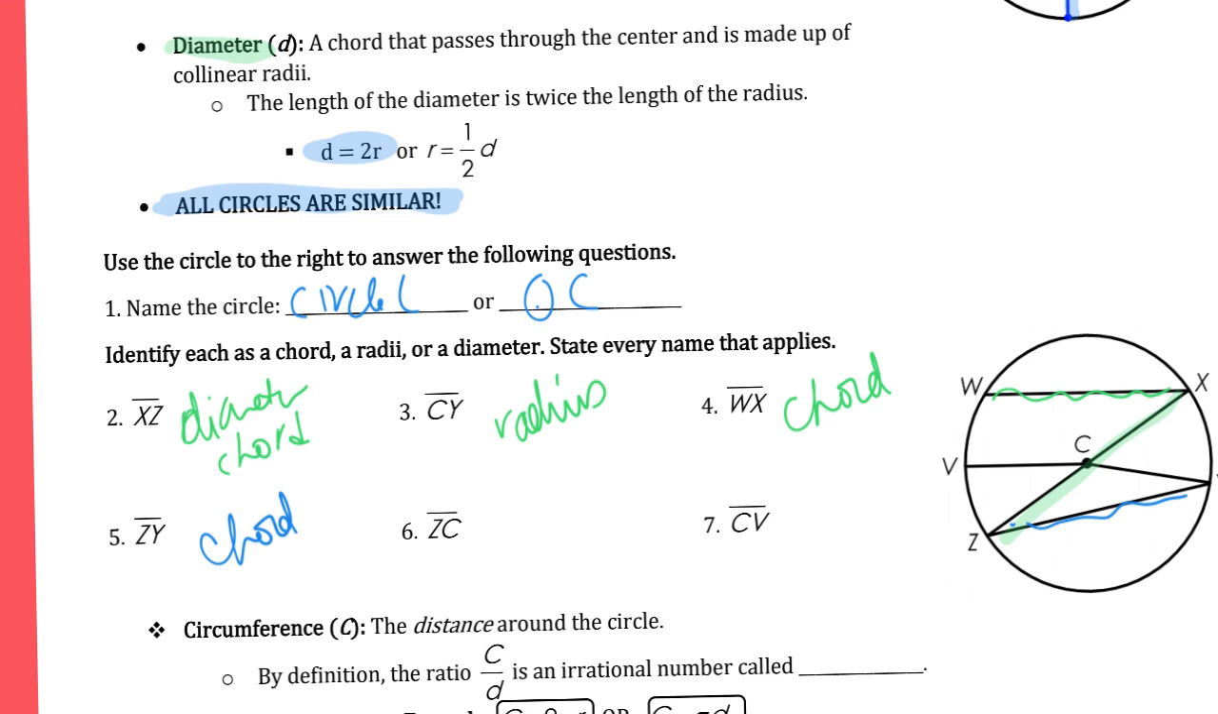ZC. Oh, look at this. It's a radius. And then CV is also a radius because they connect the center with the edge. If it connects 2 points on the circle, it's automatically a chord. If it also goes to the center, you call it a diameter. If it is just between the center and the edge, it is going to be called a radius. All right, let's keep talking.